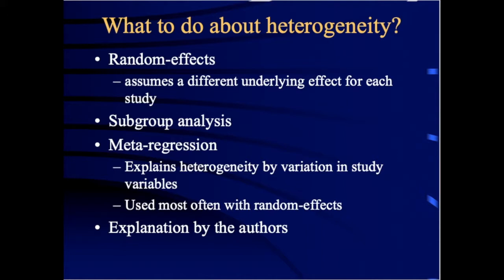So what do we do about heterogeneity? Well, we want to make sure that random effects is used when appropriate, because remember, random effects assumes a different underlying effect for each study. We want to see subgroup analysis. Did the authors do an analysis with only parts of the studies or all the studies, and what kind of subgroup analysis was done?